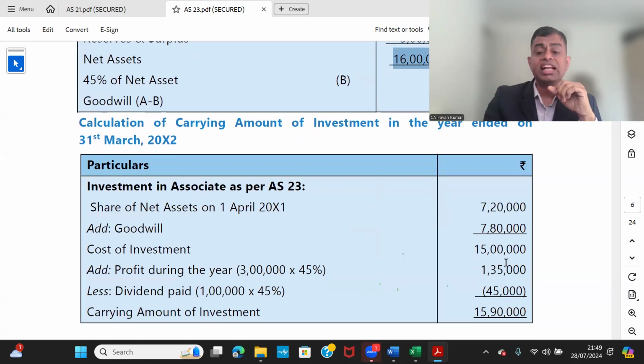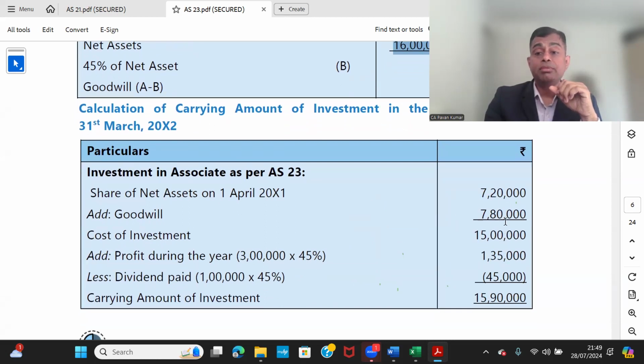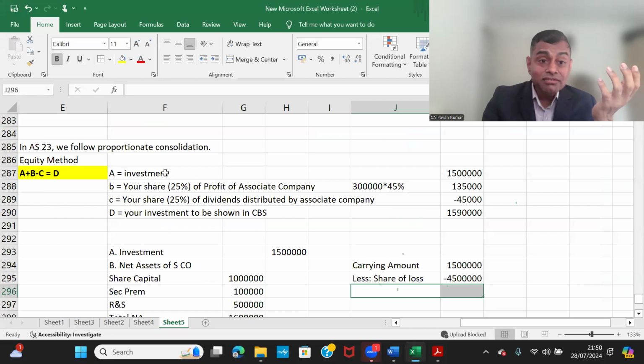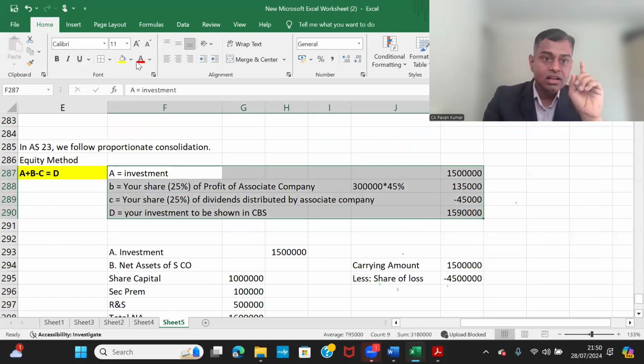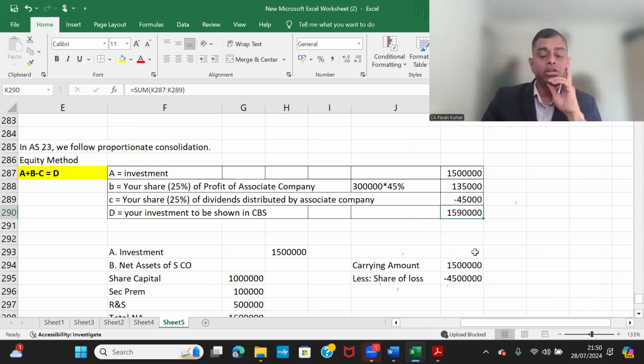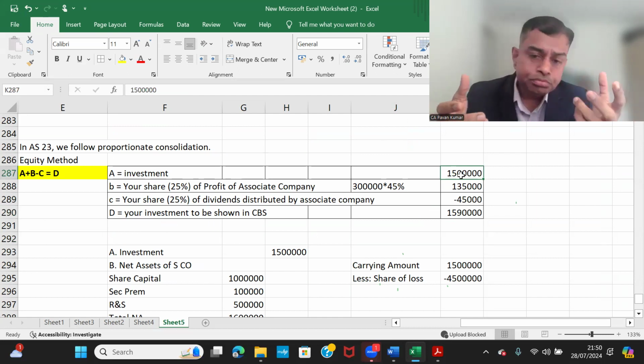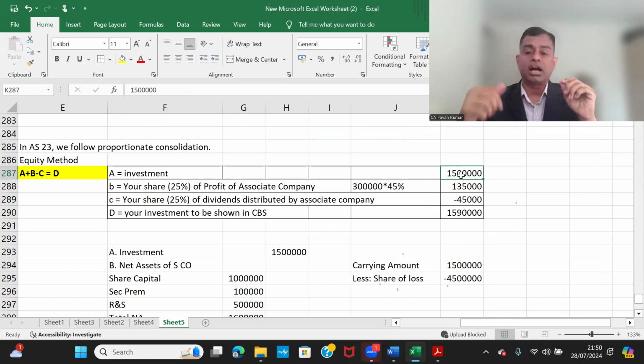Super. Next equation. 7,20,000 plus 7,80,000. Total investment is 15 lakhs. Add 1,35,000 minus 45,000. Carrying amount of investment 15,90,000. This is what we have done in 1 second. The moment we started the standard, I have given 15,90,000 to you. But this 15 lakhs is broken into 2 parts. One is your investment part. The other one is goodwill part. That's all.